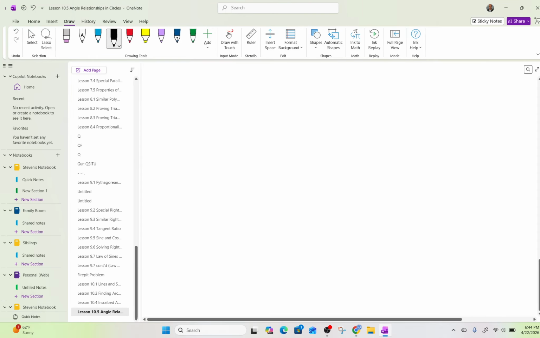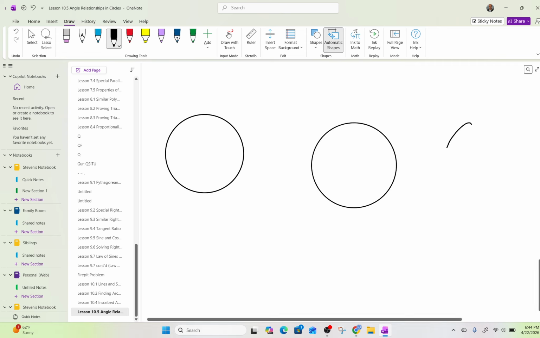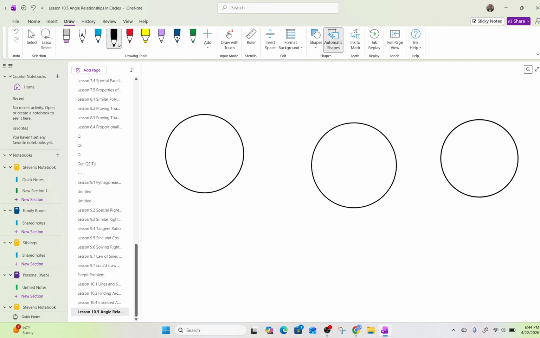Let's draw 3 circles side by side. Circle, circle, circle.